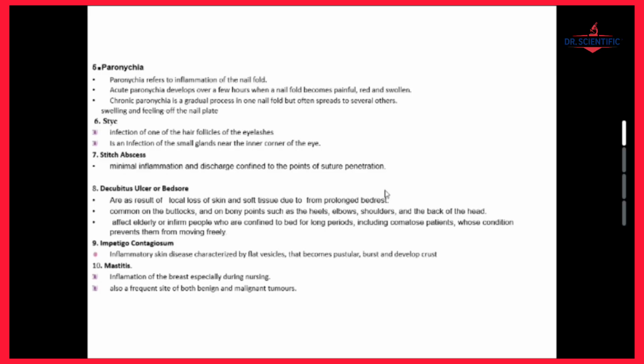Another condition from this disease we call impetigo. Impetigo is an inflammation of the skin which is characterized by flat vesicles that become pustules, burst, and develop crust. You remember the crust we were talking about from the virus, and this can form some sort of scaling. It could be from the Staphylococci bacteria.